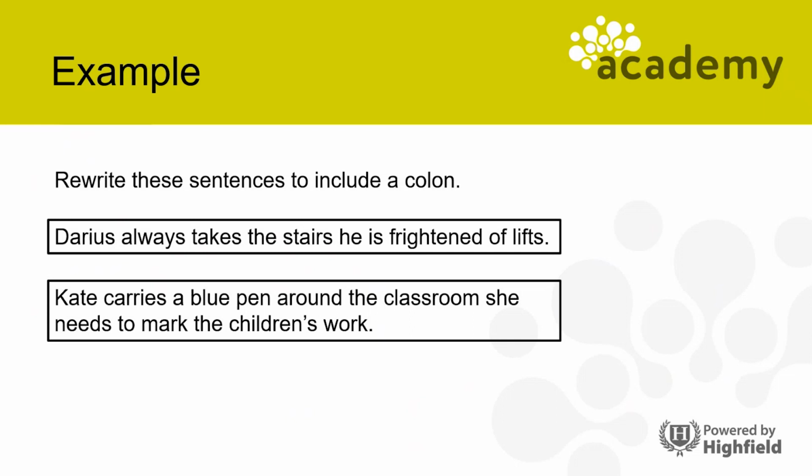Okay, let's see how you got on. Darius always takes the stairs: he is frightened of lifts. So you can see in the first example that the first part is Darius always takes the stairs. This is because he is frightened of lifts. So we can use a colon here to join the 2 sentences, as the second sentence explains the first. This also goes for the second example. Kate carries a blue pen around the classroom: she needs to mark the children's work. Kate carries a blue pen around the classroom because she needs to mark the children's work. So here we can use a colon to join the 2 parts of the sentence.